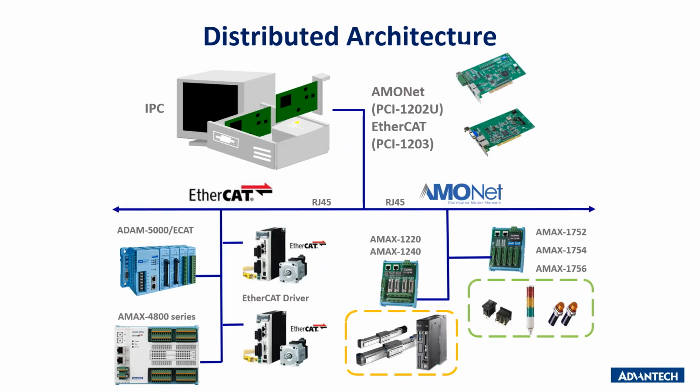On this page, the picture shows the Advantech distributed motion card architecture. With the distributed architecture, you need to connect one master card to the computer, like the PCI 1202 or PCI 1203. The PCI 1202 uses Advantech AMONet communication and the PCI 1203 uses EtherCAT communication. Then slave I/O modules and motion modules can be connected through RJ45, as the picture shows.